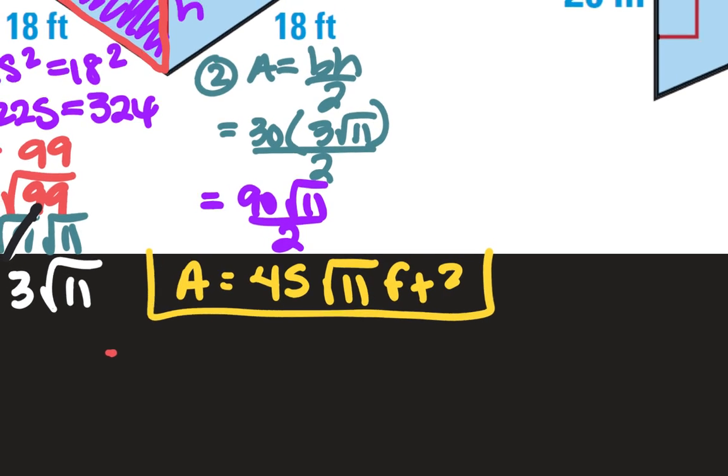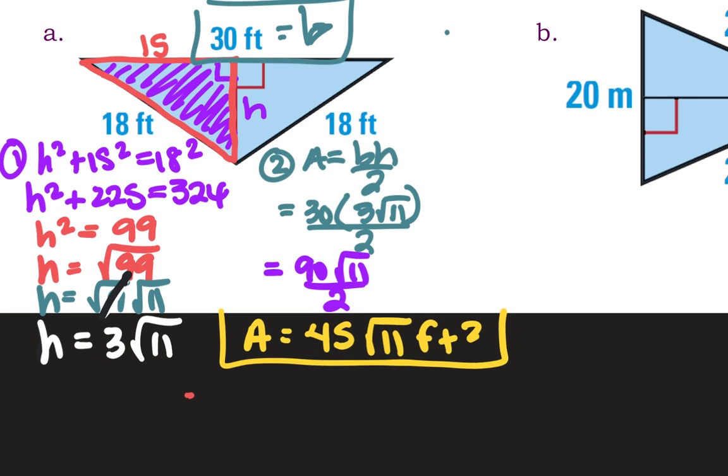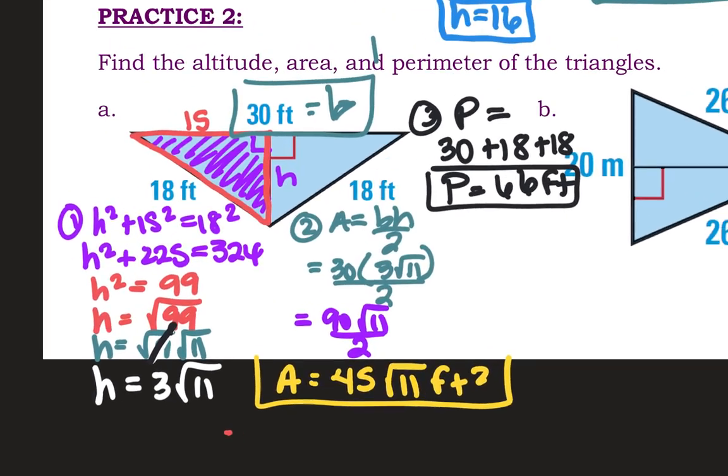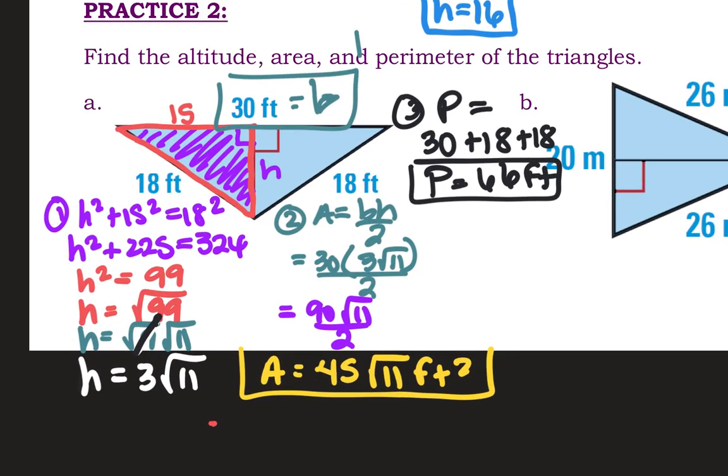Then we have one last thing to find for this triangle, and that is the perimeter. For the perimeter, we're just adding the 3 sides. We have 30, 18, and 18. Our perimeter here would be 66 feet. When you're ready, we'll go to the last page.